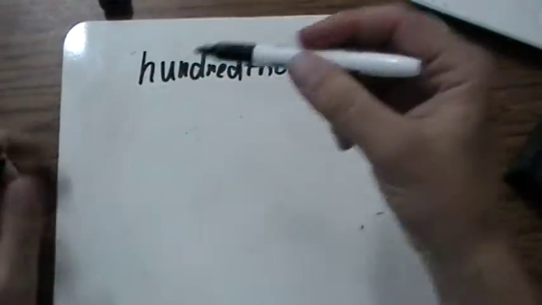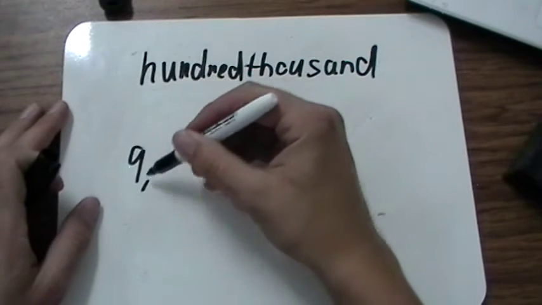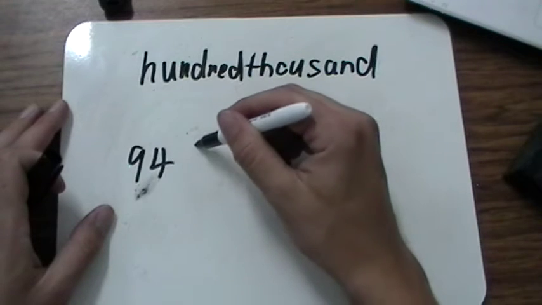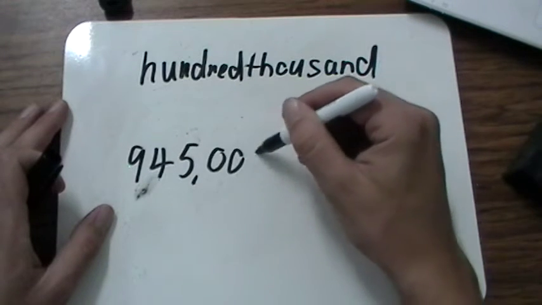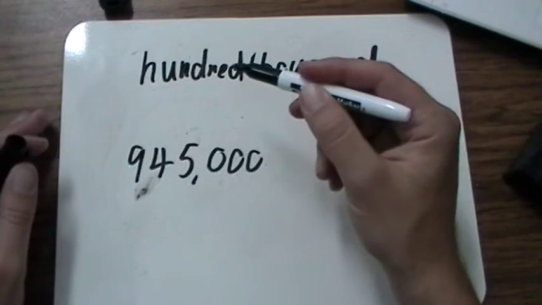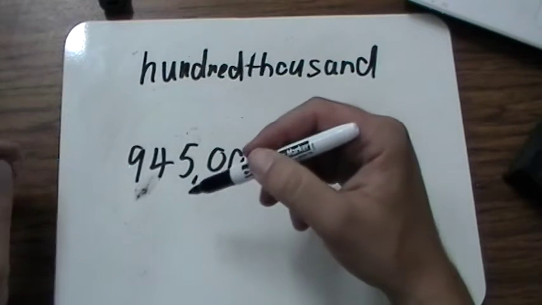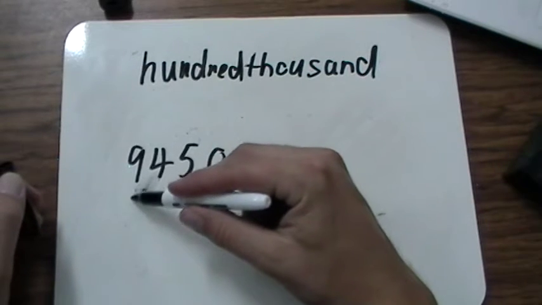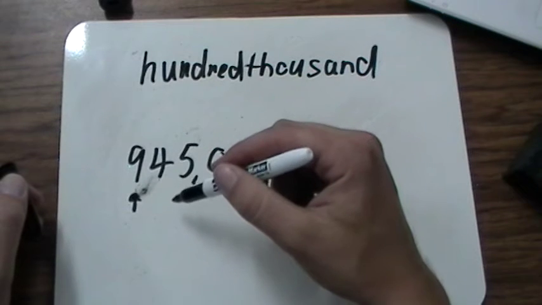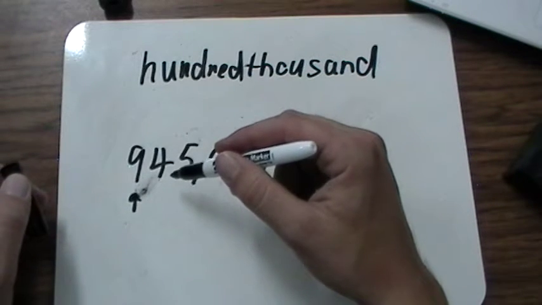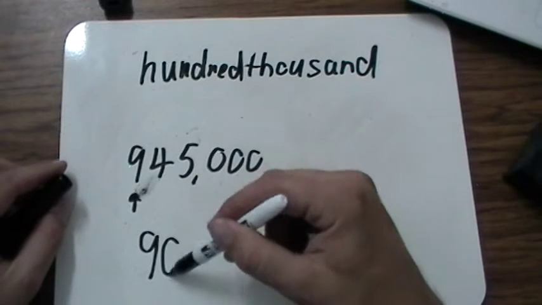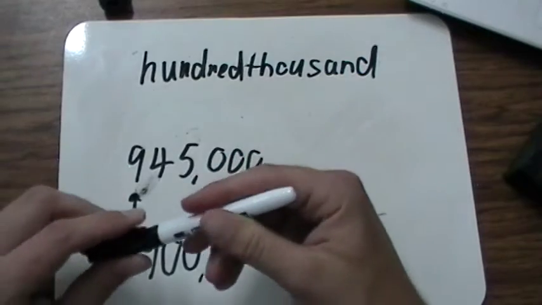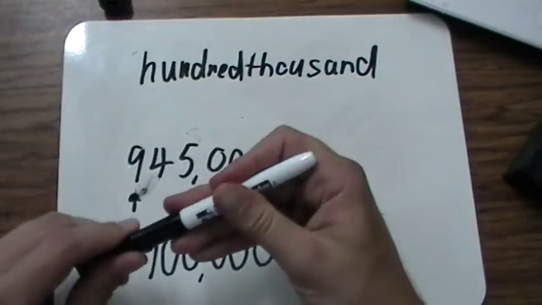What if I have 945,000? Should I round up to 1,000,000 or down to 900,000? Here's the 100,000s place. The number directly to the right is a 4. Good, so I should round down to the 900,000. Okay? 945,000 gets rounded down to 900,000.